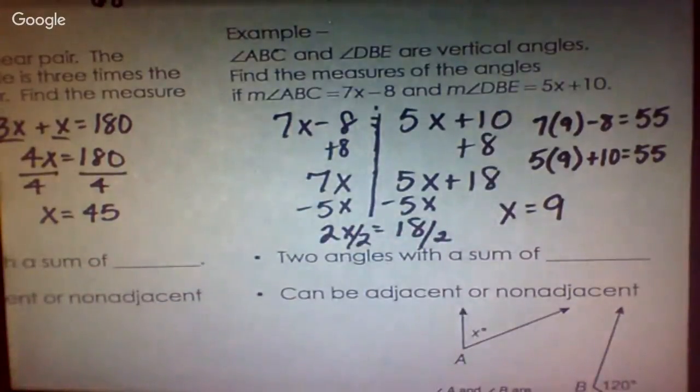Remember, these are vertical angles, which makes them congruent. So when you plug in 9, both answers should come out to be the same. If they do not, you did something wrong. Go back and look again.